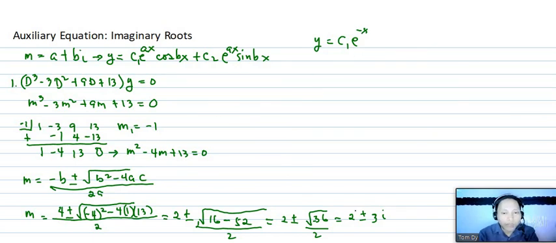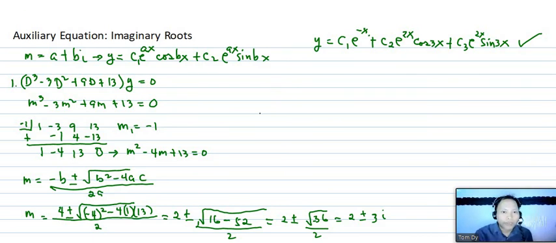Now how about our m with imaginary roots? 2 plus minus 3i. So our solution for this one, we have plus c sub 2 e raised to, our a here is 2, so e raised to 2x cosine of our b here is 3, so cosine of 3x. Plus c sub 3 and then e raised to 2x sine 3x. This will be our final answer.